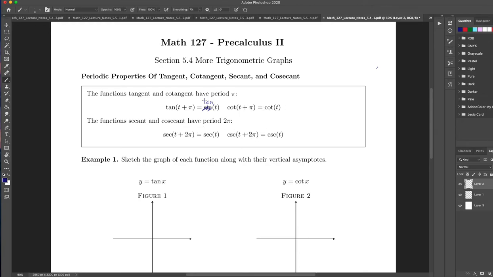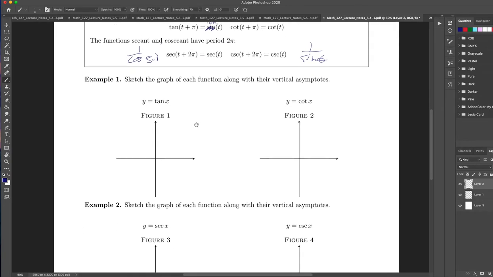Secant and cosecant, since they're just 1 over cosine and then 1 over sine respectively, each of these have a period of 2 pi. All right, so let's talk about the graph.